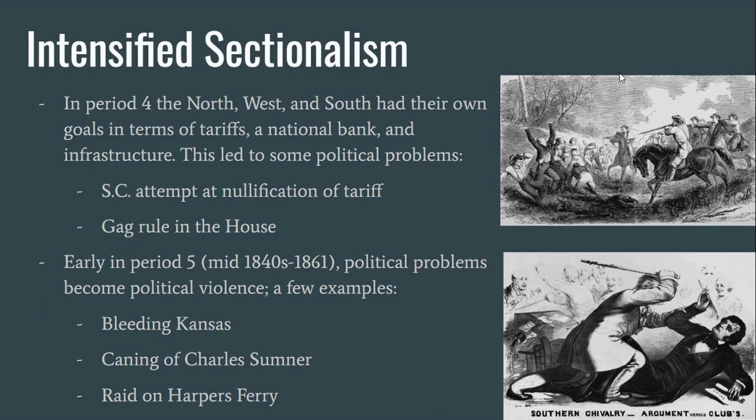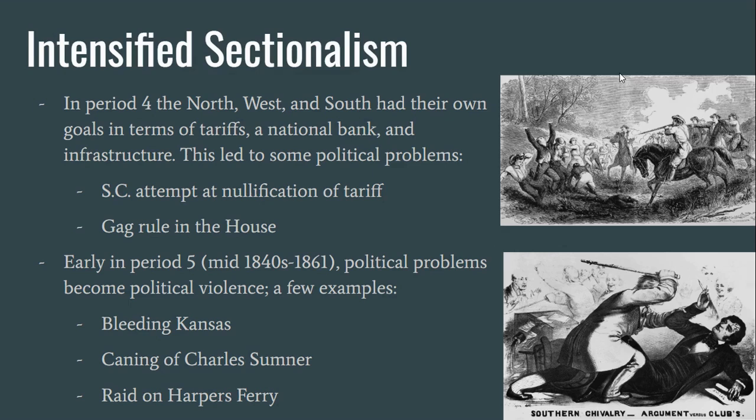Remembering back to Period 4, the Northwest and South had their own goals in terms of tariffs, a national bank, and infrastructure. This led to some political problems, especially around Clay's American system, as South Carolina attempted to nullify federal tariffs, and the topic of slavery began to become divisive, leading to a gag rule to be passed on the subject in the House of Representatives. So in the early part of Period 5, those issues are basically pumped full of steroids, and they turn into political violence. There are plenty of examples of the downward spiral of sectional tensions that I cover in my Causes of the Civil War video.